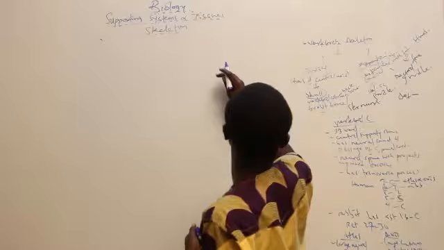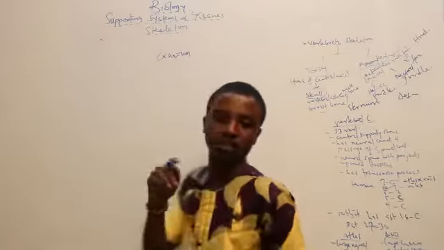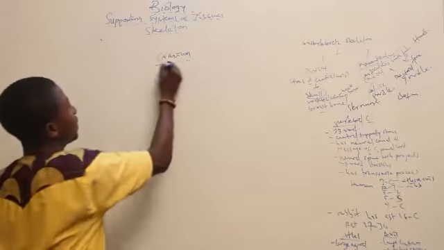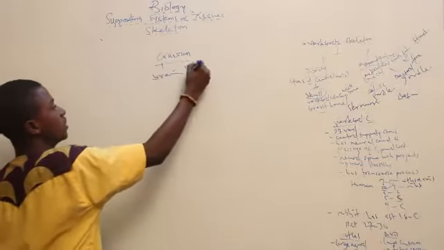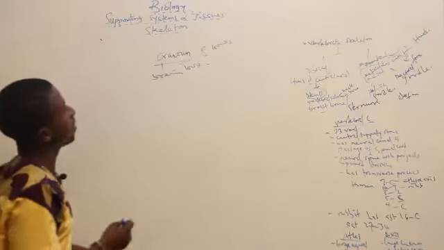Okay, so the skull has the cranium, and the cranium is known as the brain box. Now the cranium has 8 bones.